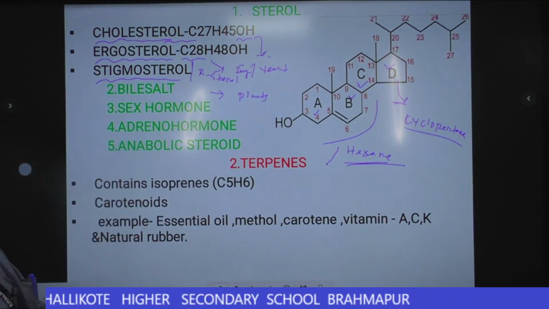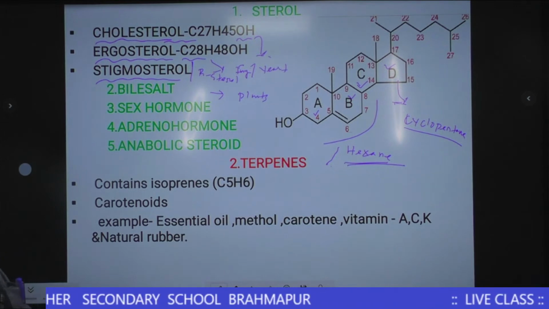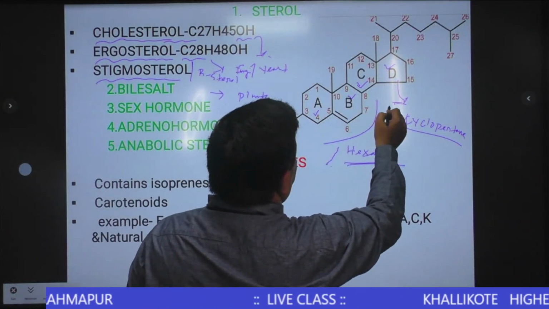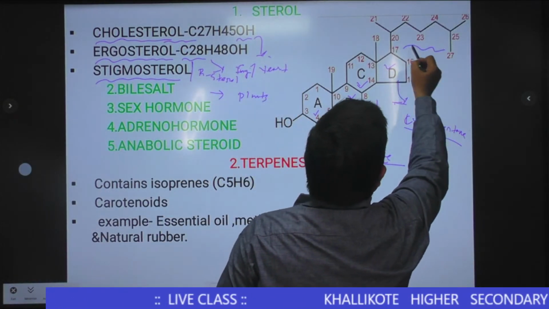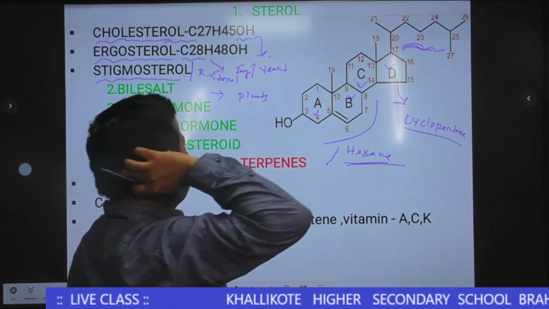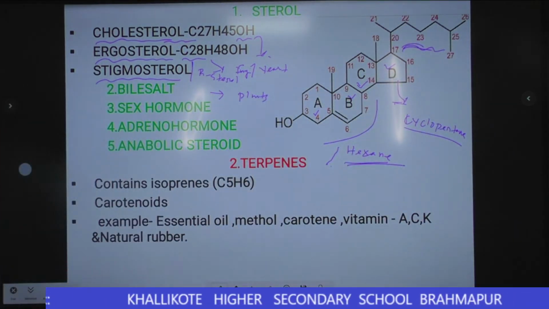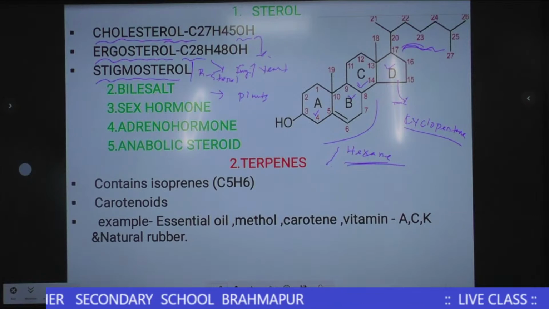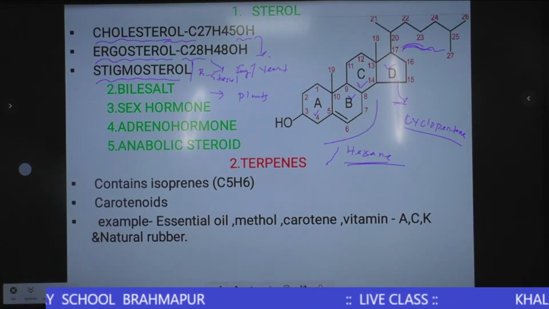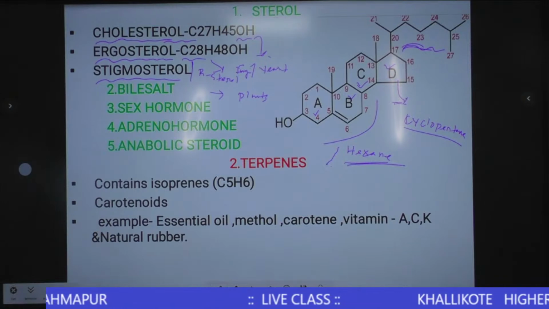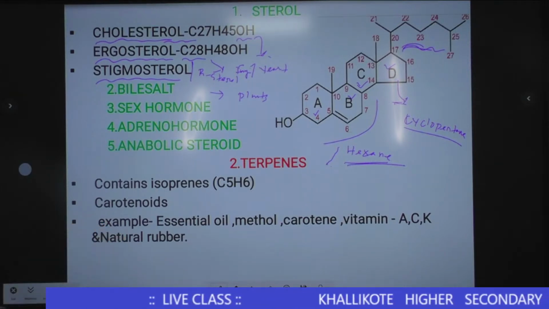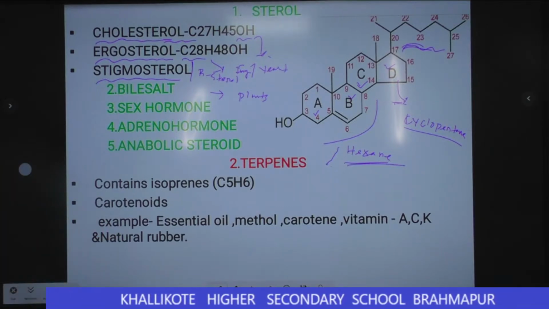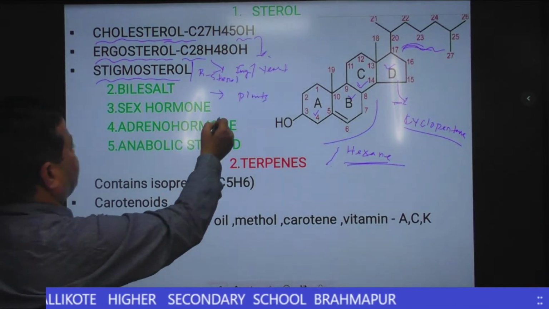The four rings are connected with each other. They contain 17 carbon atoms, but they are a 19-membered ring structure. This is the structure of sterol, and different types of sterols are found in different organisms. Cholesterol is found in animals, ergosterol in fungi and yeast, and stigmosterol and beta-sterol in plants.